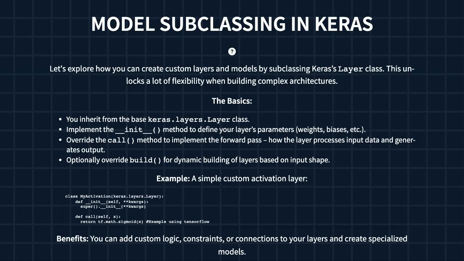Okay, let's talk about model subclassing in Keras. It's a really powerful technique for advanced users. Basically, you create your own custom layers by inheriting from the base layer class. You then define what your layer does inside the init method, setting up things like weights and biases. The crucial part is overriding the call method. This is where you actually implement how your layer processes an input and generates its output. Sometimes, you might also need the build method if you want your layers to adapt dynamically based on the shape of their inputs. It gives you a lot of control and lets you create truly specialized models. Think of it as building blocks that go beyond the standard Keras layers.